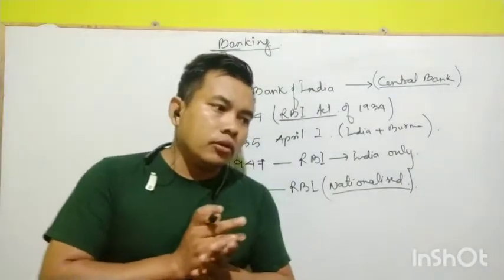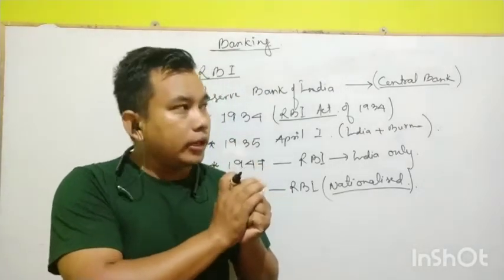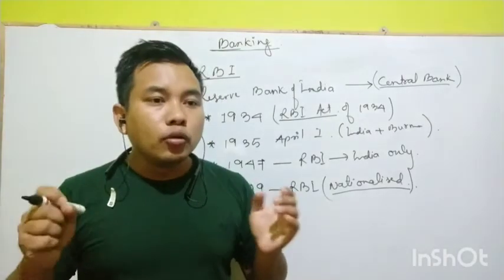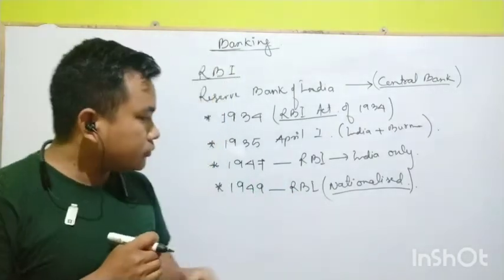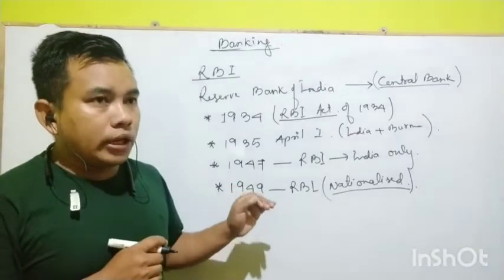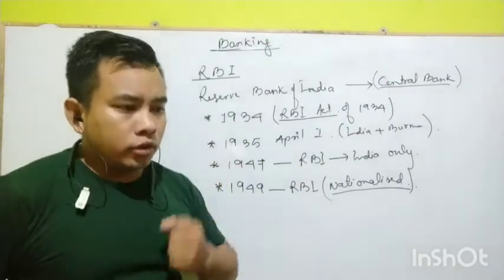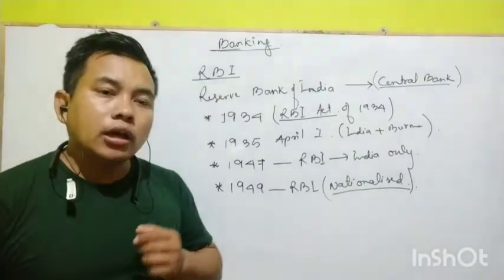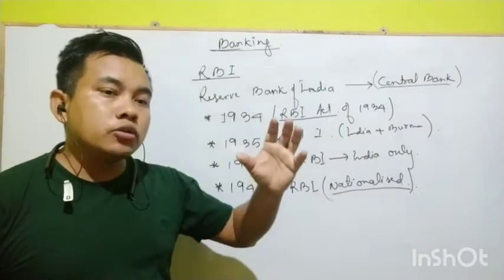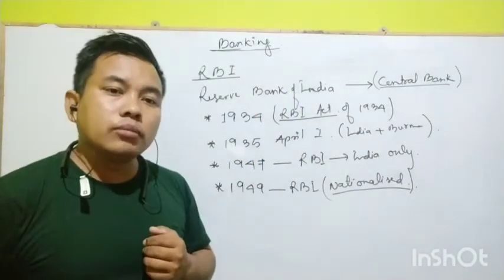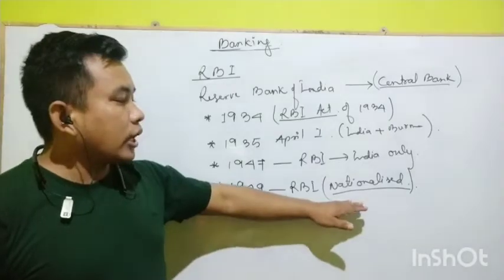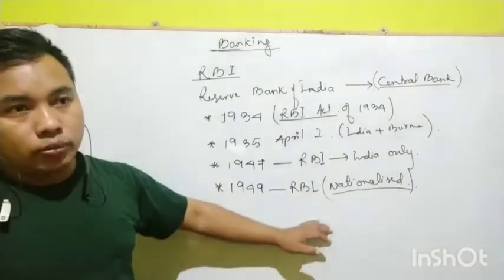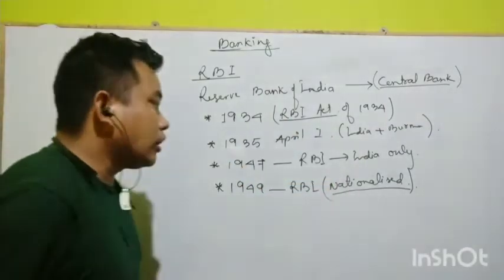From 1935, the central bank, RBI, was functioning like a private bank, without government control. In 1949, the government decided that the RBI, the most important financial institution in India, should come under its control. We decided to bring RBI under the supervision of the government of India. That is what we call nationalization.